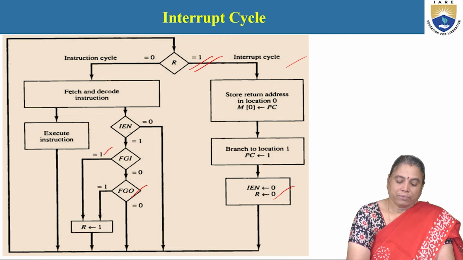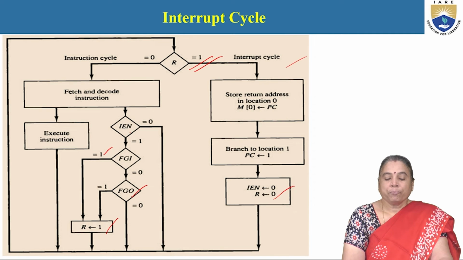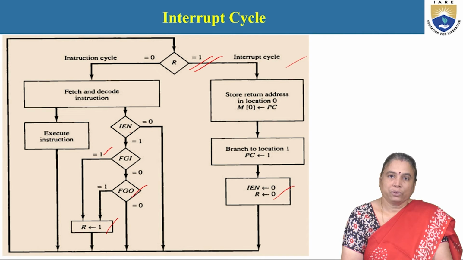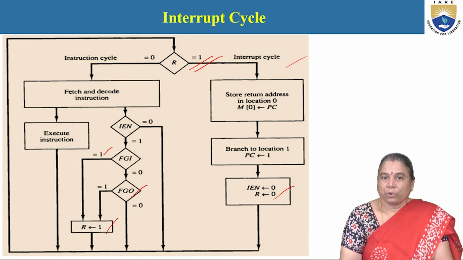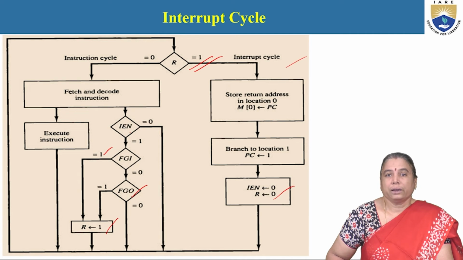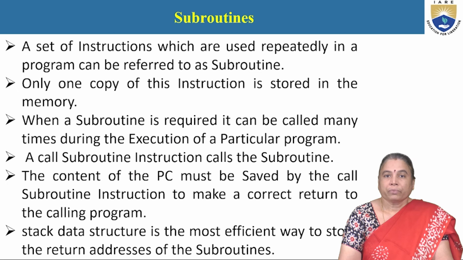So, this can be serviced by setting R equal to 1 to indicate that an interrupt is raised. After completion of the ISR, it has to move back to the user program to continue its execution. In this way, the interrupts can be executed by altering the program control sequence. Not only the interrupts, in case of subroutines also, the program flow control can be altered.